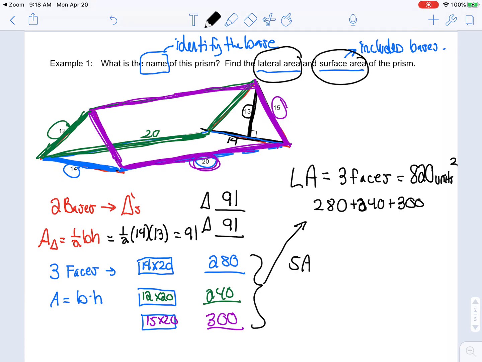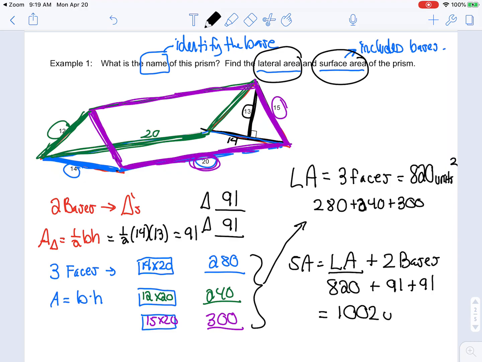The surface area is going to be all 3 of the lateral faces. So I'm just going to write down lateral area plus the 2 bases. Okay, our lateral area, remember, was 820 from up above. Now our 2 bases were both triangles, and each one was 91. So if we add 820 plus 91 plus 91, our total surface area is 1,002 units squared.